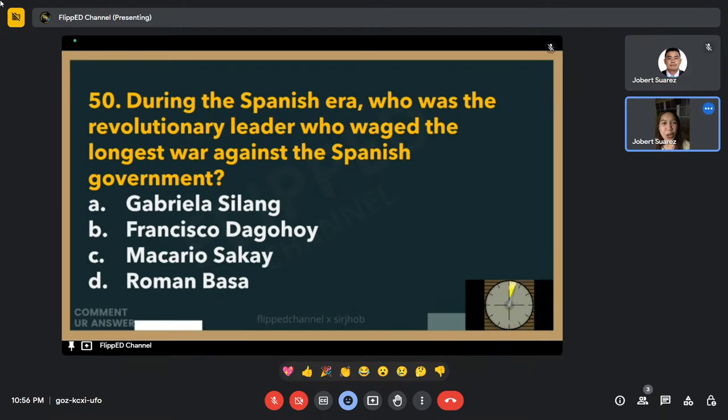During the Spanish era, who was the last revolutionary leader who waged the longest war against the Spanish government? Who was the revolutionary leader who waged longest war? Sino yung pinakamahaba nakipag-gera sa mga Espanyol.